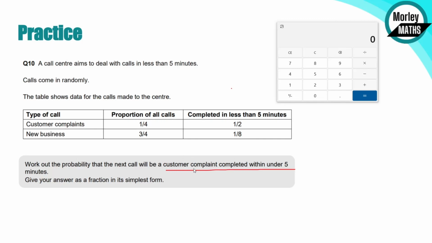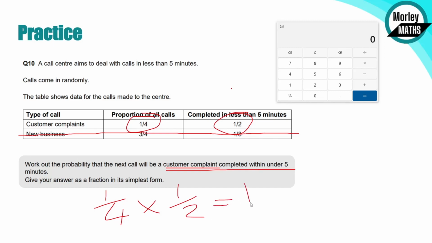Okay, so it wants to be a customer complaint that's completed in under 5 minutes. Now, this is a non-calculated question again from City and Guilds, and because it's focusing here on customer complaints, we can ignore the new business. We don't need to be worrying about that stuff. So all we've got here are our two fractions that we need to multiply together to give us our answer. So 1/4 times 1/2. 1 times 1 is 1. 4 times 2 is 8. And that is the answer to that question. Easy as that.